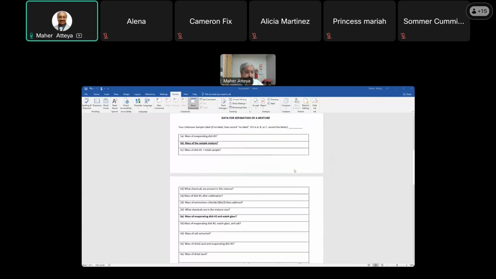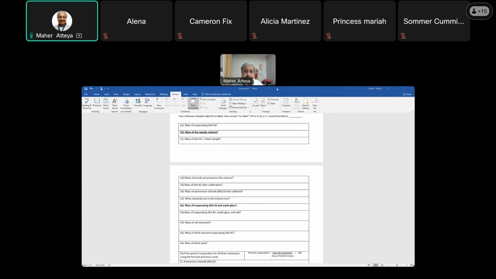And if I go down here, I hope I can go down, show you here. So here it is. If you look here, this is the mass of an evaporating dish by itself, correct? That's what I say. This is the mass of the sample. In your case, you have to weigh 3.00 grams. Then this 1A plus 1B will give you what? 1C.